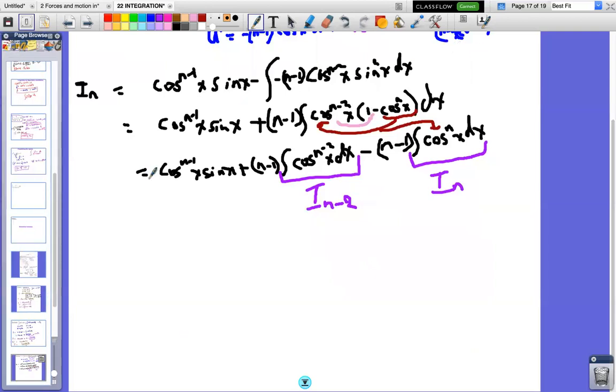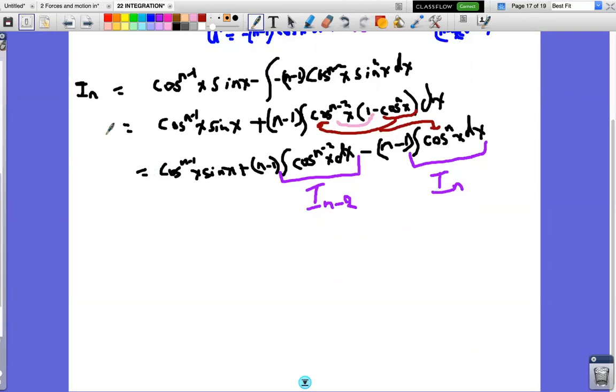So we can send our IN here. So we'll have IN plus n minus 1 IN. Should just be this, right? Should be cos raised to the power n minus 1 x sine x plus n minus 1 times IN minus 2.